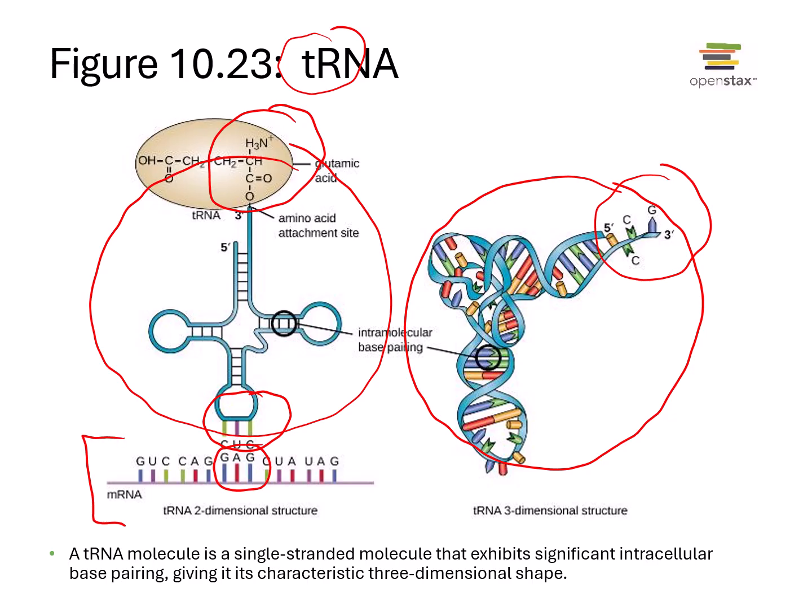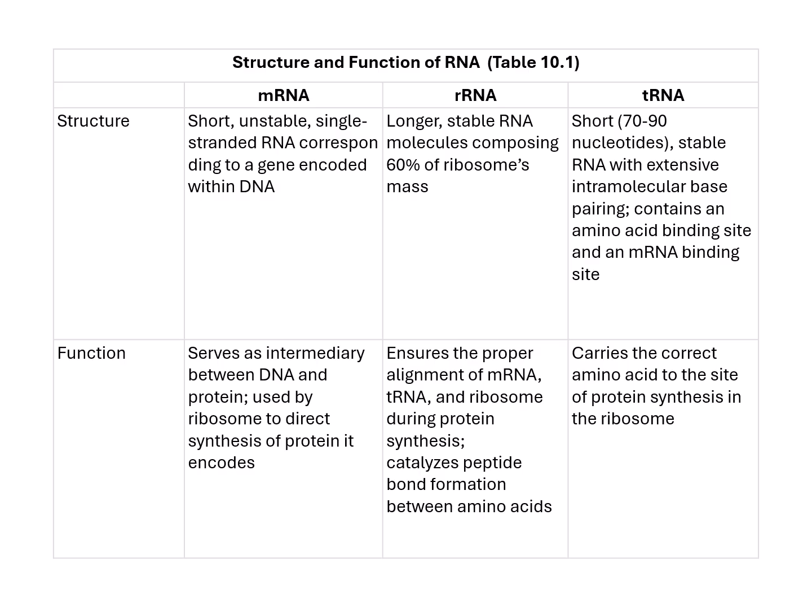But transfer RNA has a pretty neat function because it basically helps translate nucleotide information, this is one language, into a different language, amino acid sequences that make up proteins. Our book has a really nice table that compares the structure and function of the different types of RNA. We have messenger RNA, ribosomal RNA, and transfer RNA.